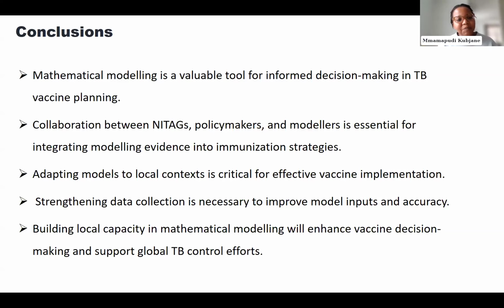And it is important to adapt models to local contexts for them to be more informative and useful for a specific context. And it is important to have data that is of quality, because what you input really does affect your results essentially. And it is very important to have local capacity in terms of modeling or conducting the modeling work, and also just understanding or engaging with modeling.